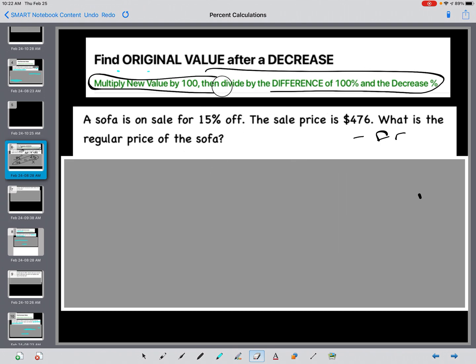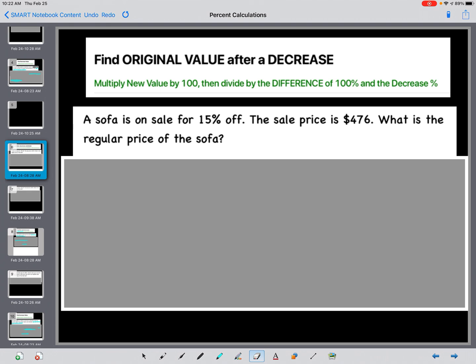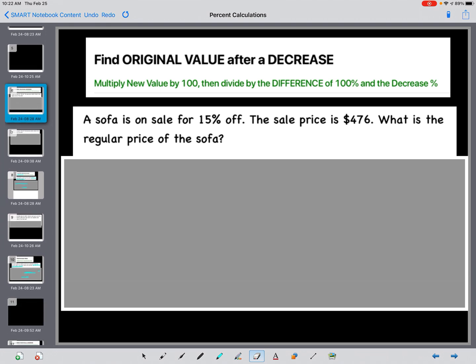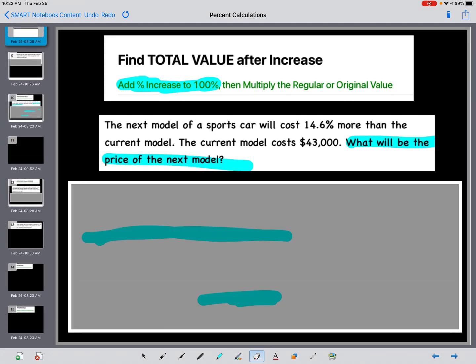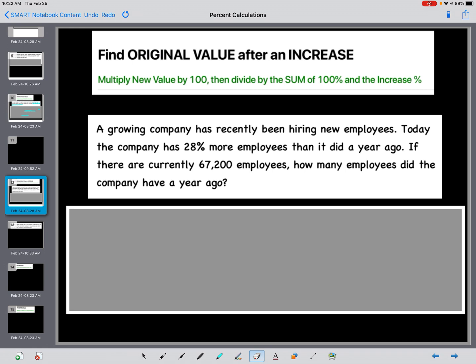Now, of course, it's going to work slightly different on an increase. You're going to add the percent, right? So let's take a look at finding an original value after an increase. Here's a situation where you have a growing company that has 28% more employees than it did a year ago. If there's currently 67,200 employees, then how many employees did it have a year ago? So we're asking for a number from a year ago. That's finding an original value.